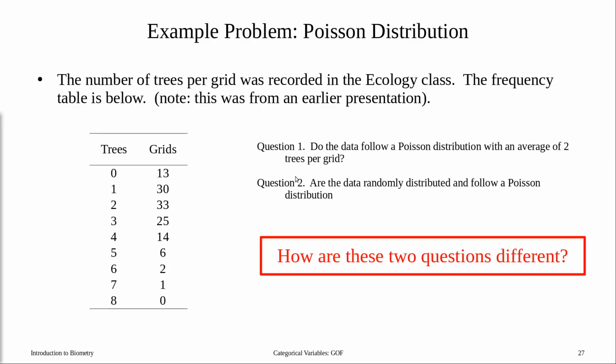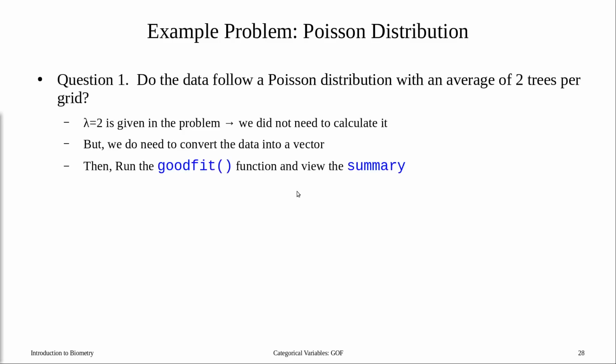All right, so hopefully you had a fairly easy time. Red box asks the question, how are these 2 questions different? Well, it comes down to intrinsic versus extrinsic hypotheses. So this is extrinsic. I give you the lambda, 2 trees per grid. This is intrinsic. You have to calculate lambda from the data. So for question 2, you will have to adjust your p-value.